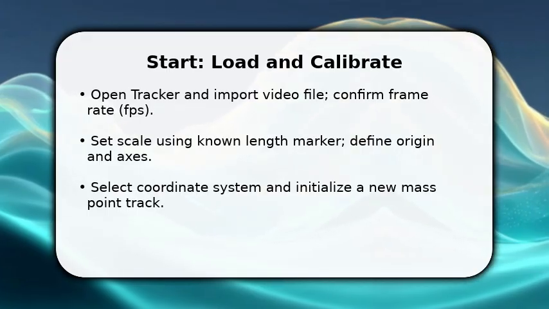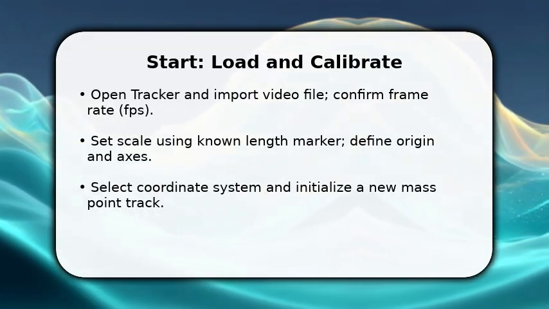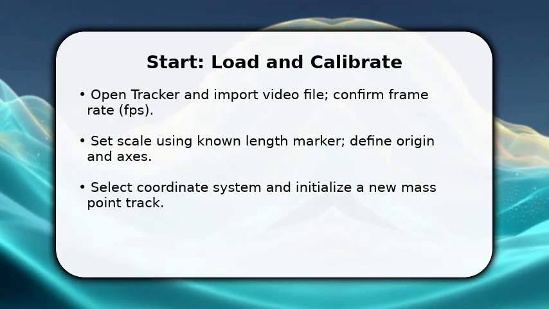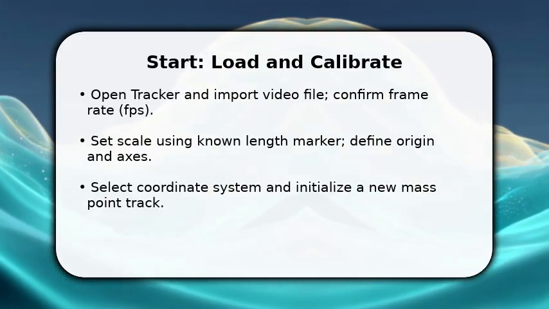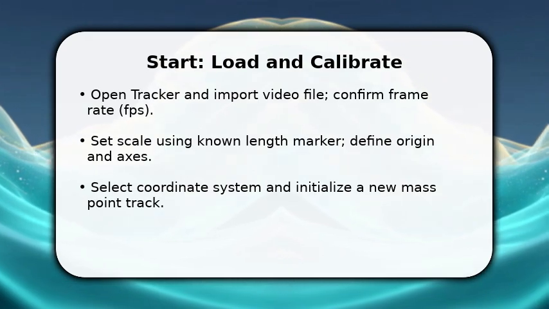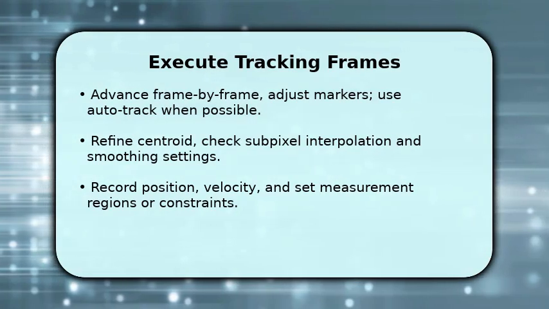Next, create a new point mass track and place the first marker on the object. This first actionable step starts your data collection and ensures consistent tracking. Now you proceed through the middle of the process.